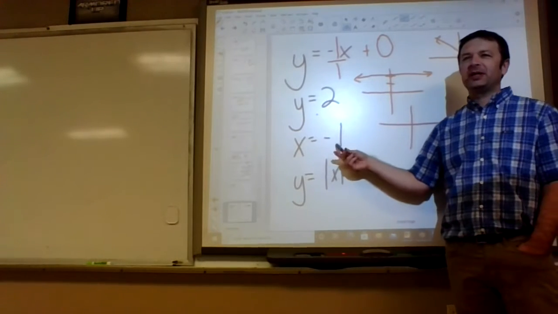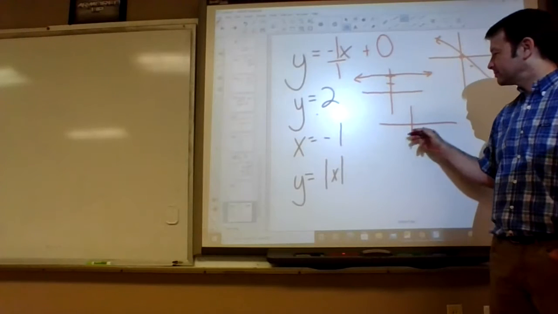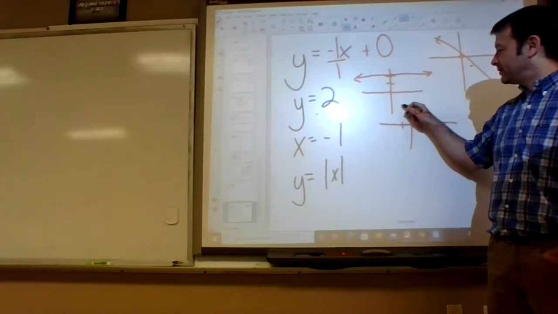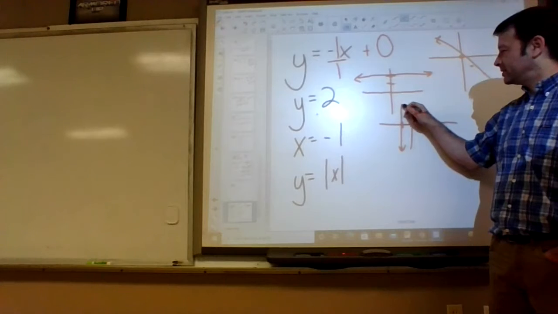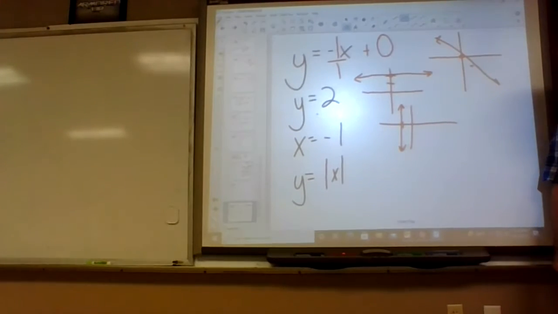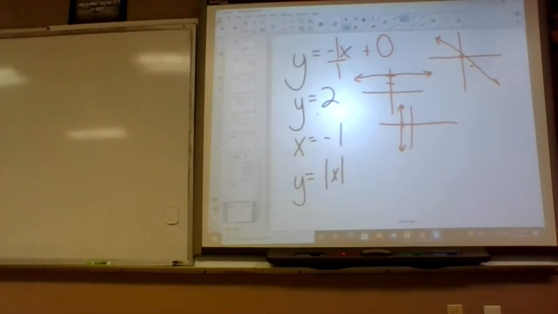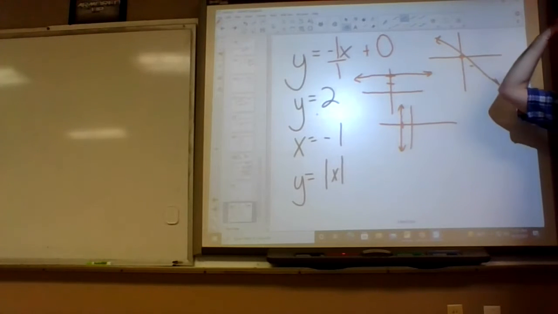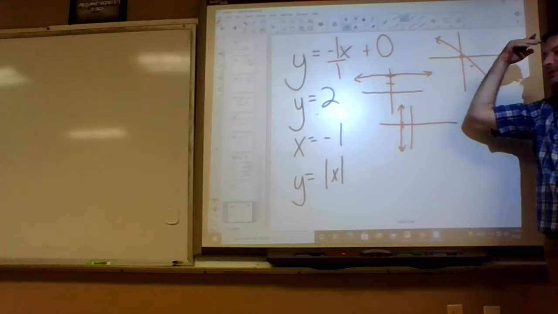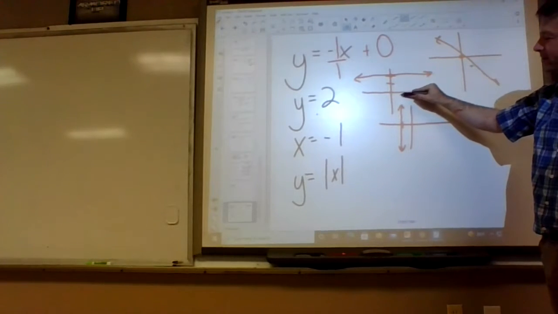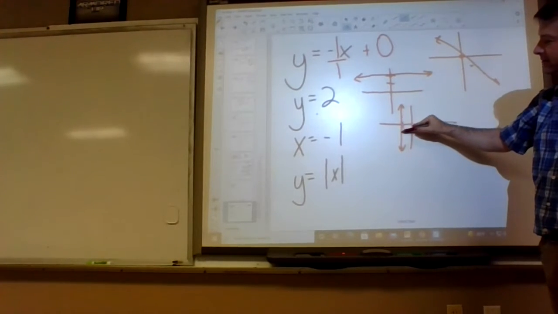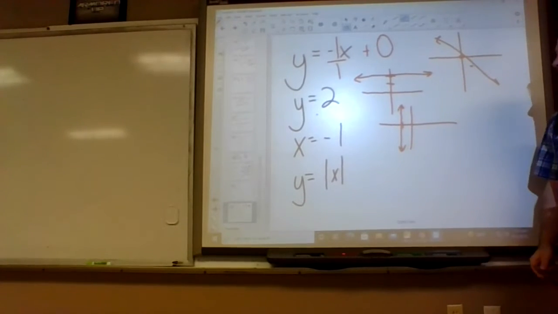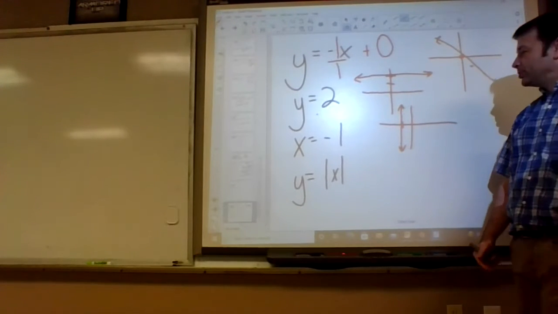Okay, how about x equals negative 1? It's a vertical line at negative 1 on the x-axis. Yeah, so you go to negative 1 on the x-axis and draw a vertical line. Which of those three is not a function? The x equals negative 1. Why is this not a function? It fails the vertical line test. It would hit every point.